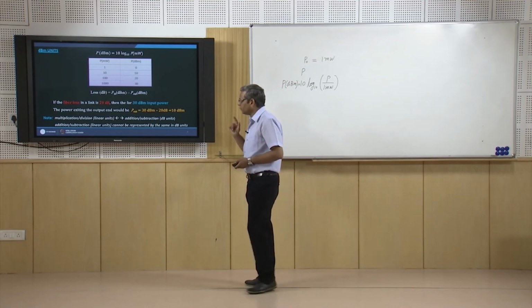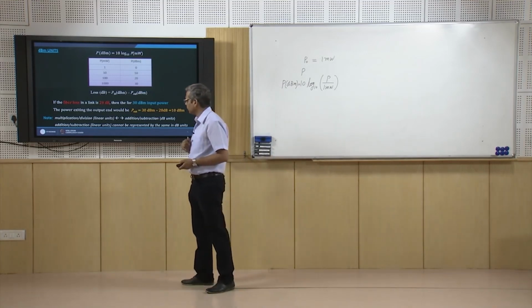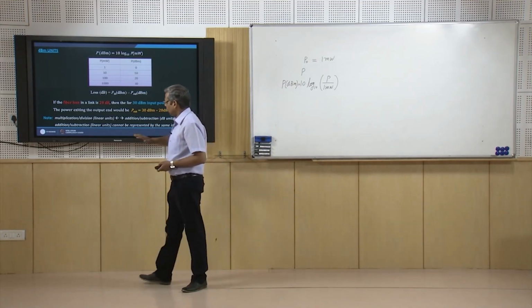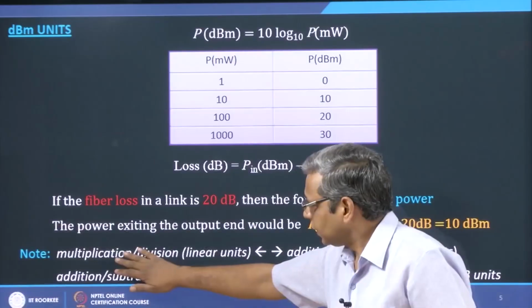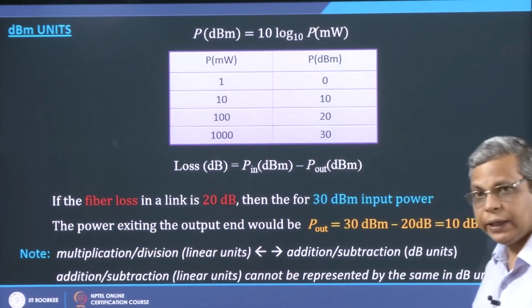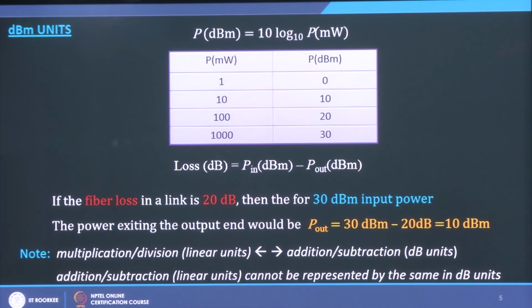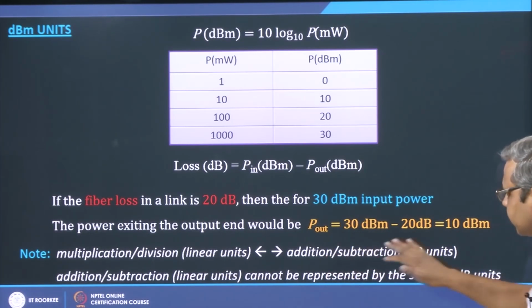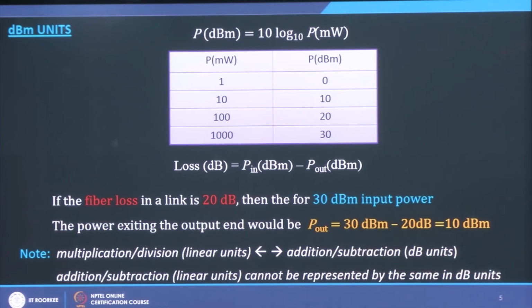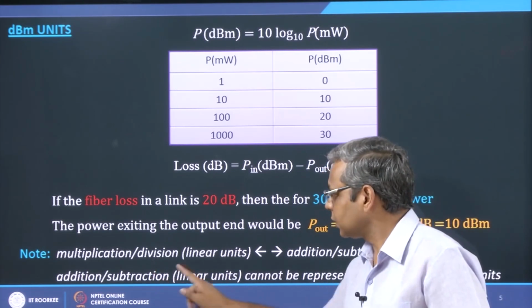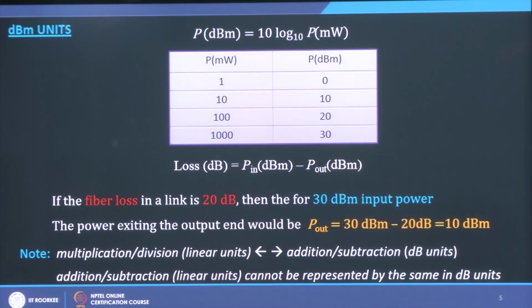But I should be very careful that if there is multiplication or division in linear units, then it would correspond to addition or subtraction in dB units. However, if I have addition or subtraction in linear units, I cannot represent it in dB units. So, I should be careful while using this.